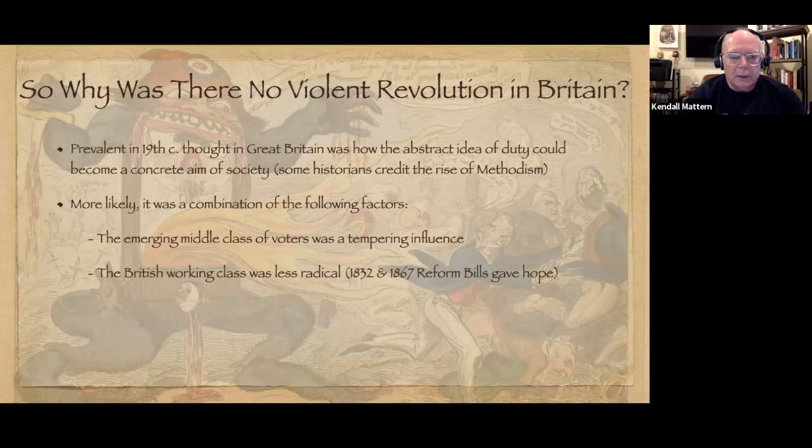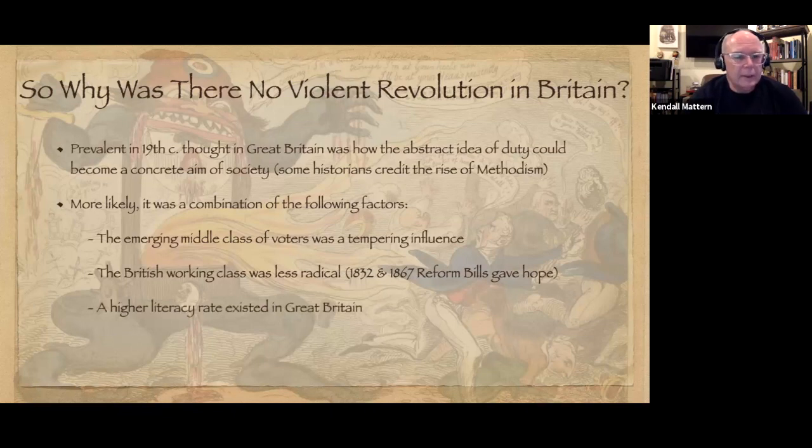The British working class was clearly less radical, in part because the 1832 and 1867 reform bills gave them hope that things were changing and moving in the right direction. They might not be moving fast enough for them, but fast enough that they weren't willing, for the most part, to take a violent stand.